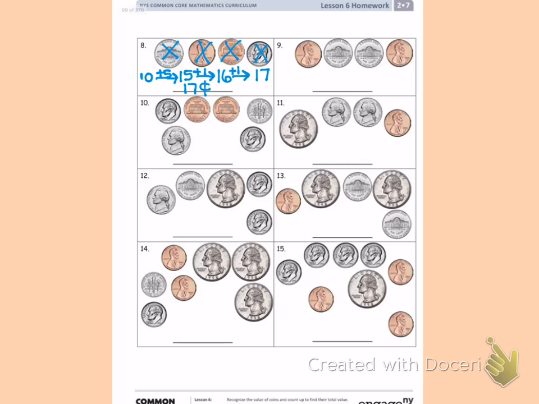If I wanted to write it using dollar sign instead of a cent sign, I would write it like this: a dollar sign, a decimal, a 1 and a 7. Now let's go ahead and look at the next problem.